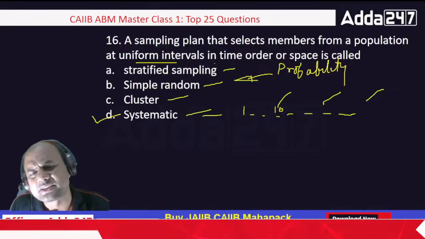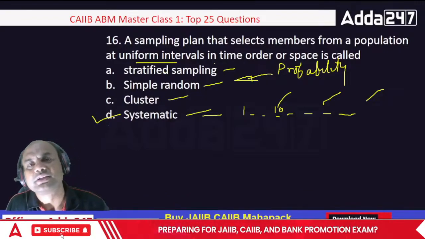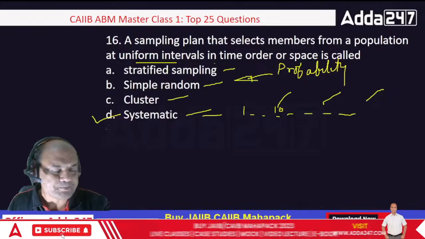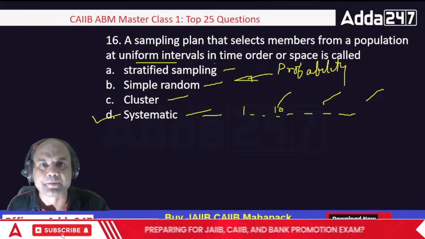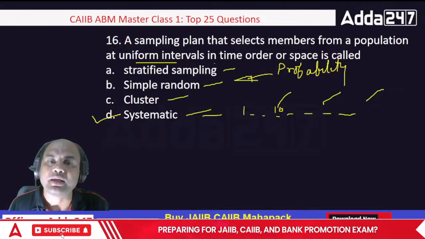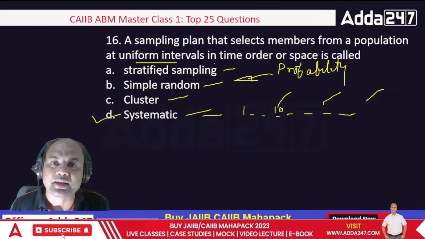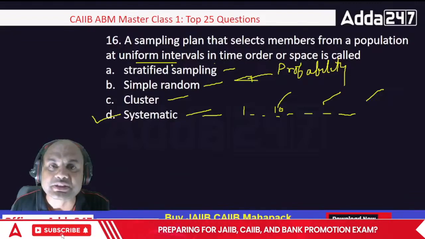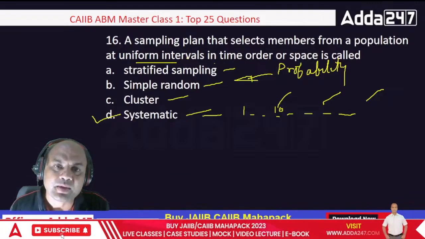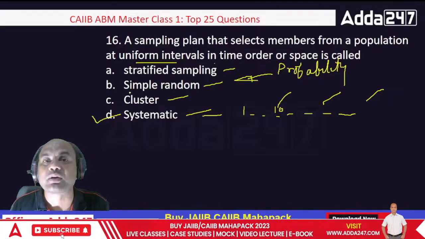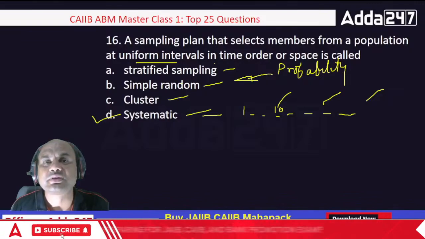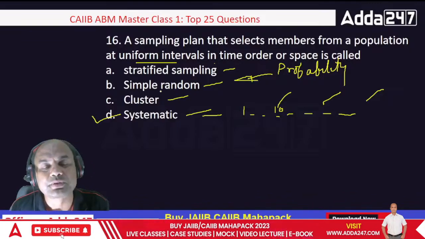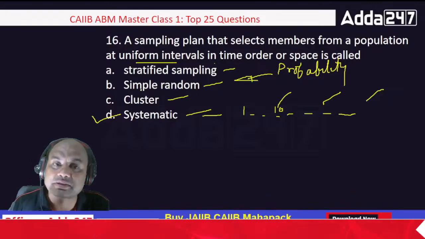What is stratified? Stratified is different. There I'll tell the students to stand according to their marks, and within those marks I'll separate them, meaning 40 to 50, then 50 to 60, 60 to 70, or 40 to 60, 60 to 80, 80 to 100. And the last one is cluster. I'll tell them to stand according to region. Region means somebody is from MP, somebody is from Tamil Nadu, somebody is from Punjab. I'll tell them to stand according to that. That is cluster.